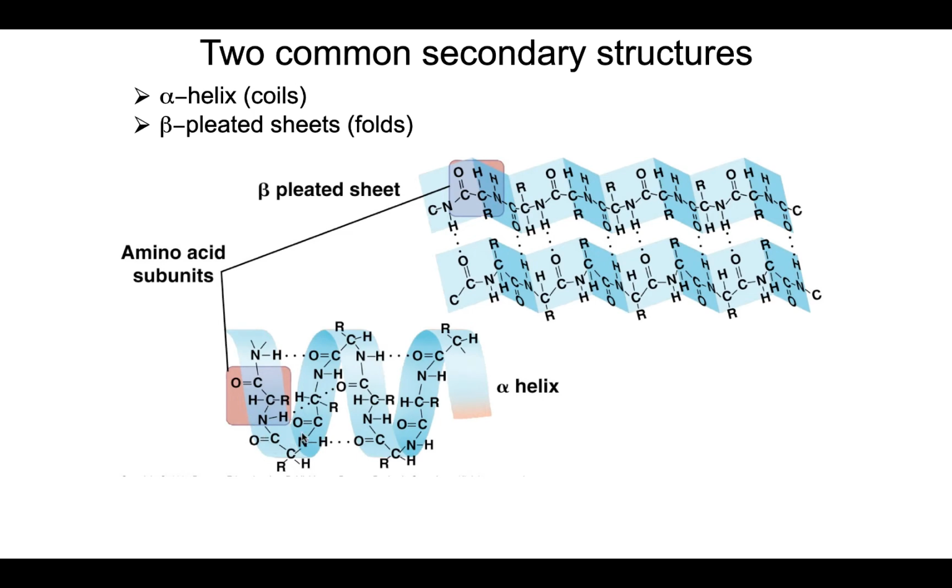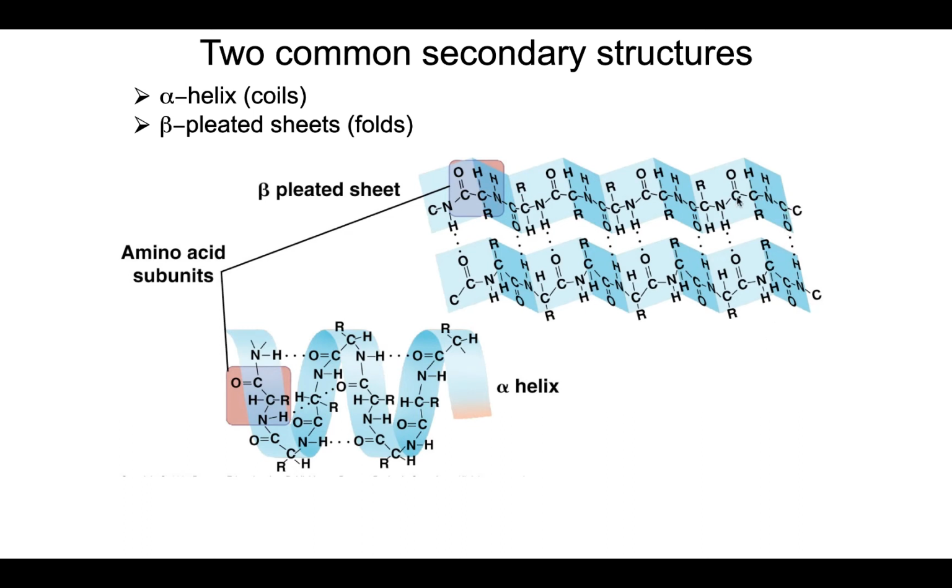Because of this twisting, those 2 amino acids that are involved in that hydrogen bond are about 4 amino acids apart from each other. So we've got a hydrogen bond there, one there, another there, another there. And so this maximizing of hydrogen bonds with this helical structure is called an alpha helix. Another type of secondary structure is called the beta pleated sheet.